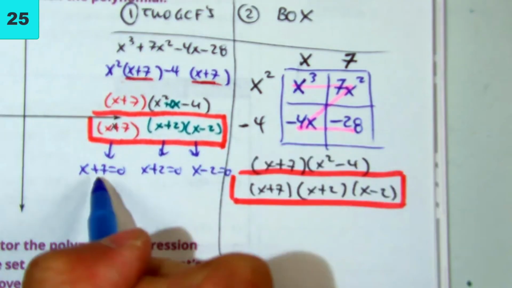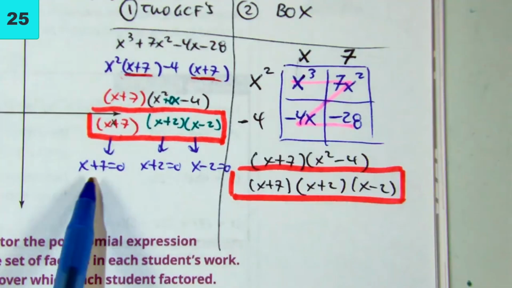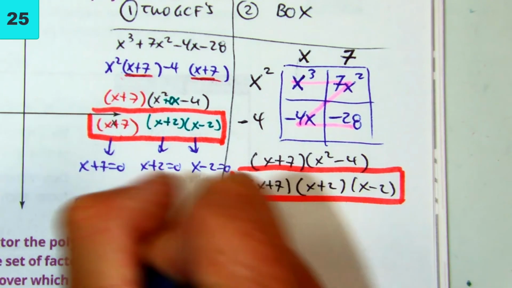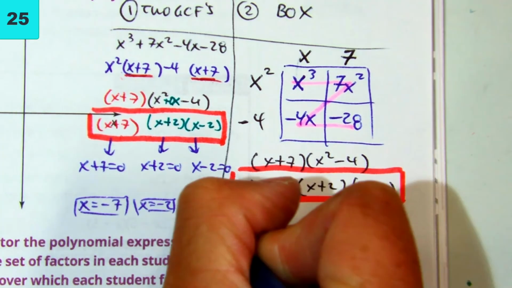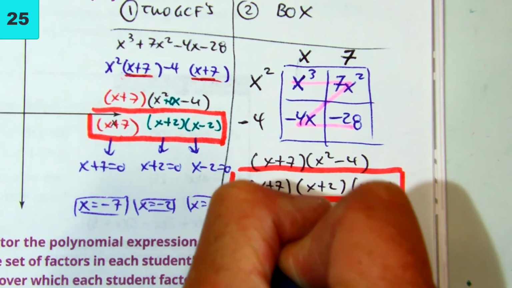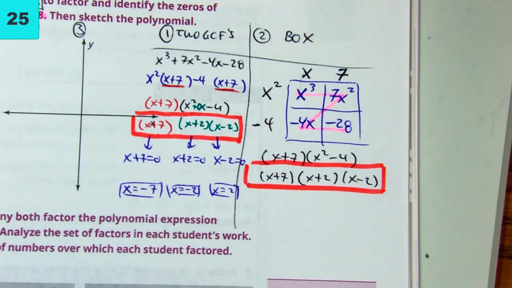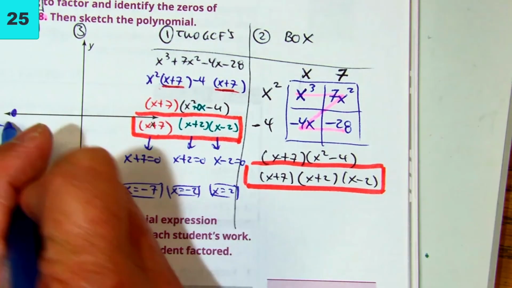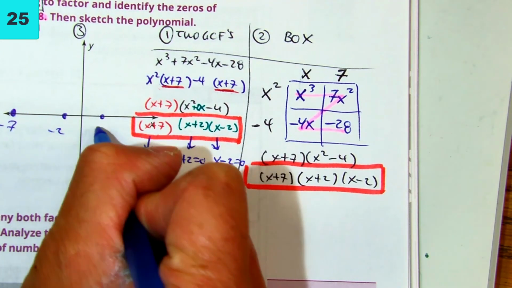And when you solve the problem, x is going to be equal to what? -7, -2, and +2. So let's make our sketch. Label your sketch: -7, -2, +2.